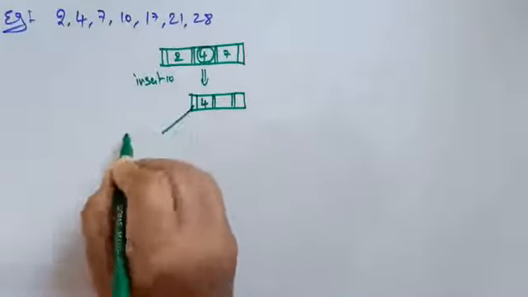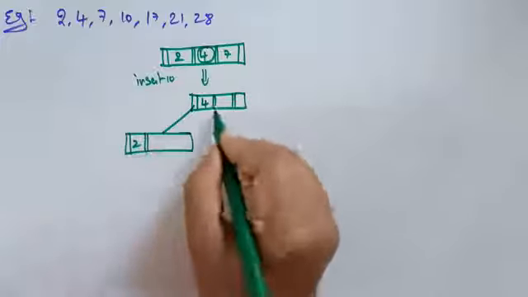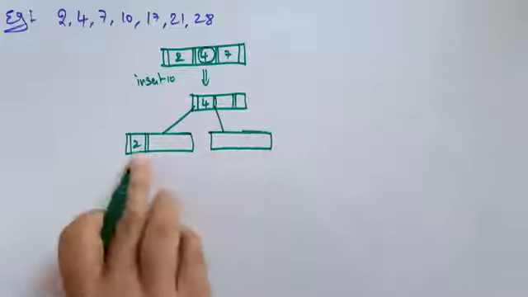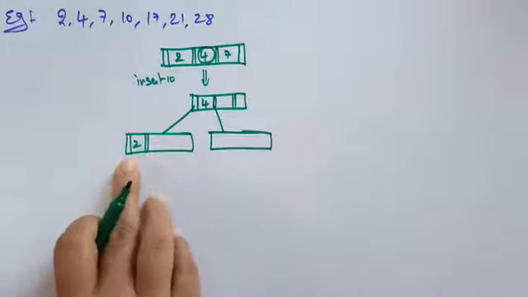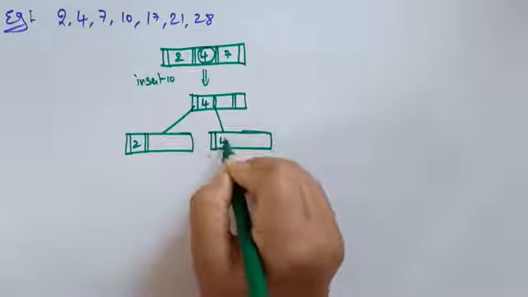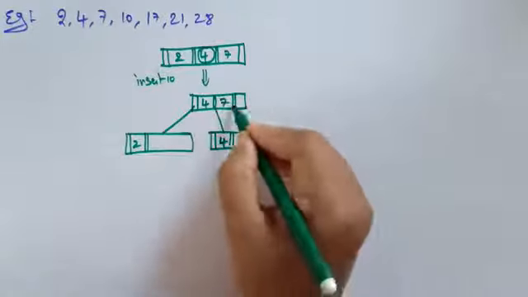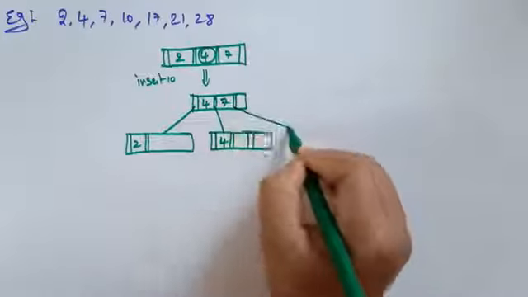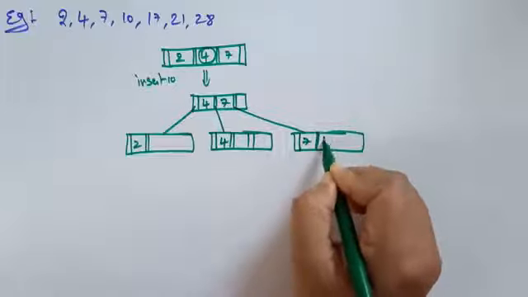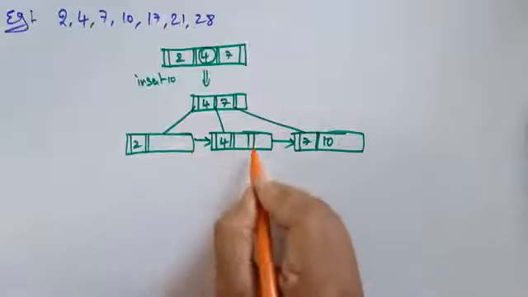The left hand side of the 4 is 2, and the right hand side should be: left is x less than k, and the right side is x greater than or equal to k. So 4 also needs to be inserted here, and here 7 is there. On the right hand side you have to insert the 7 as well as the 10. It's linked, connected. One node is connected to another node.